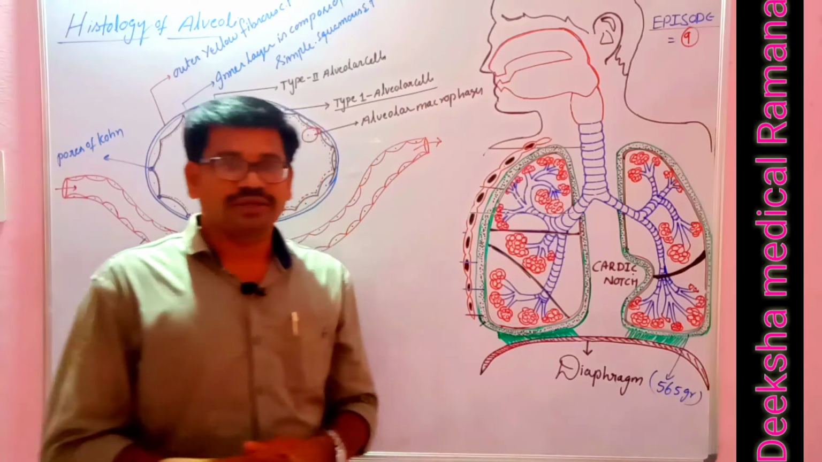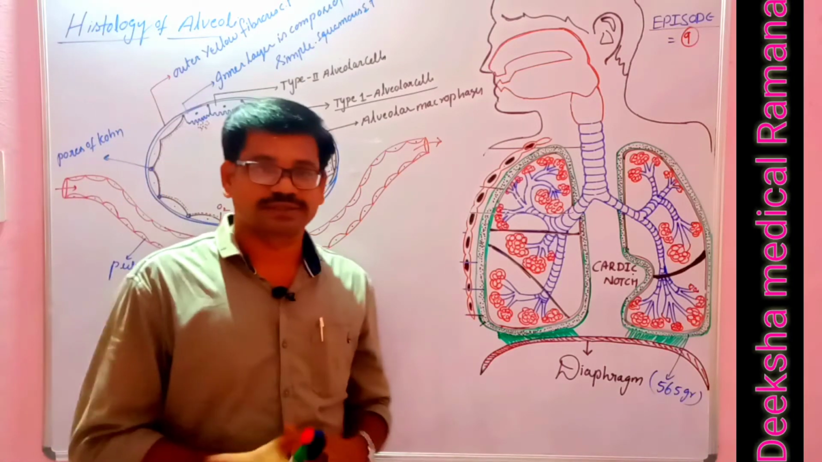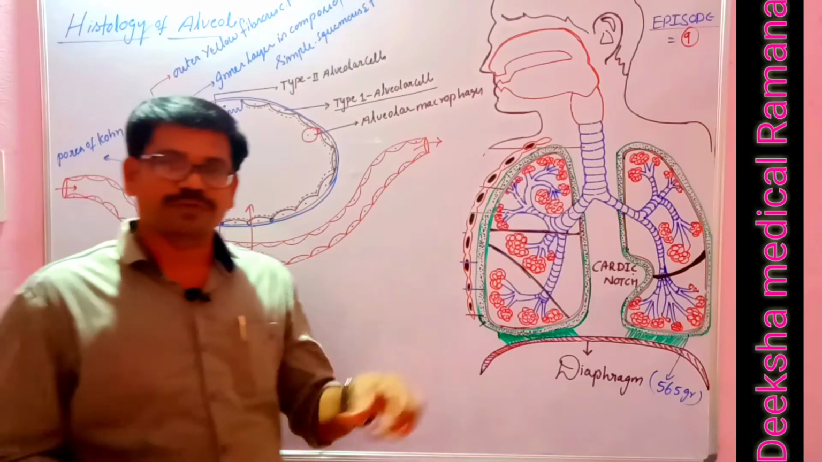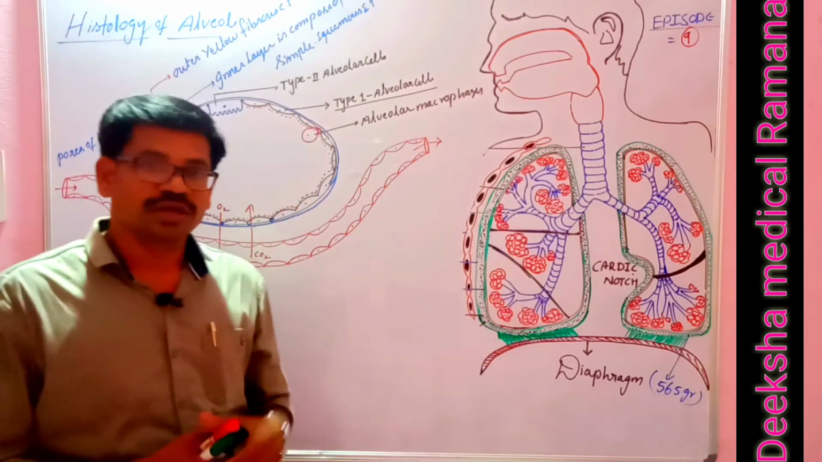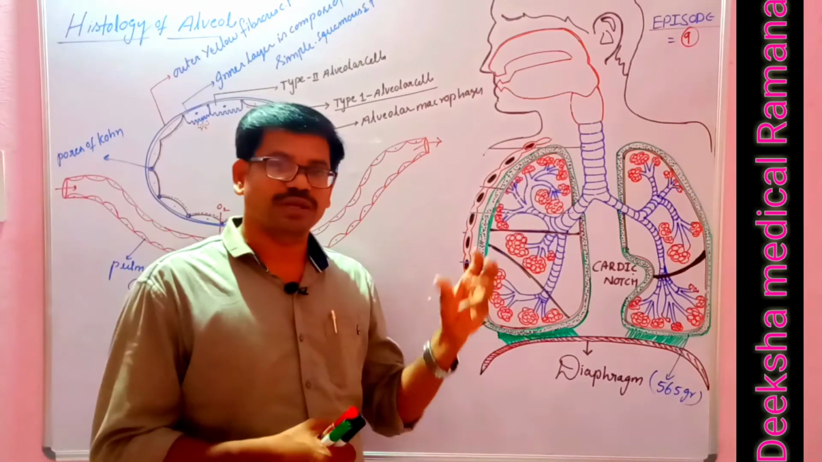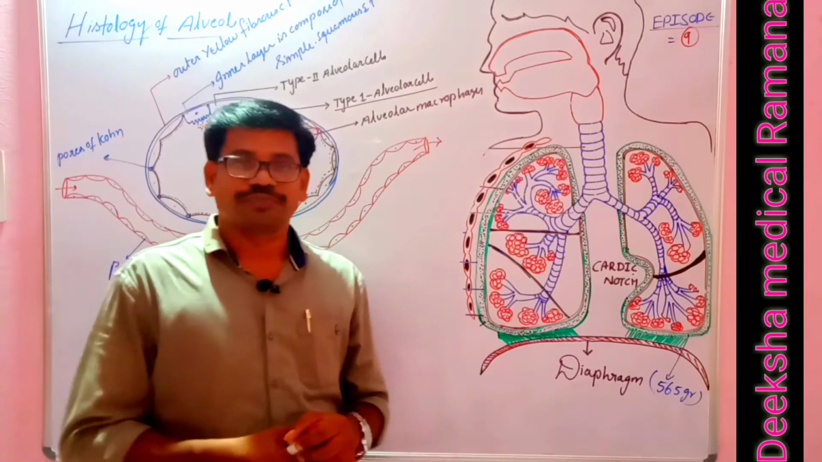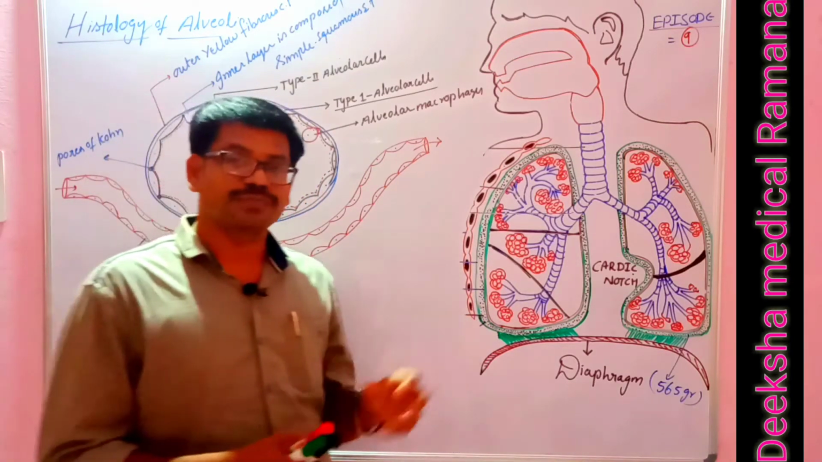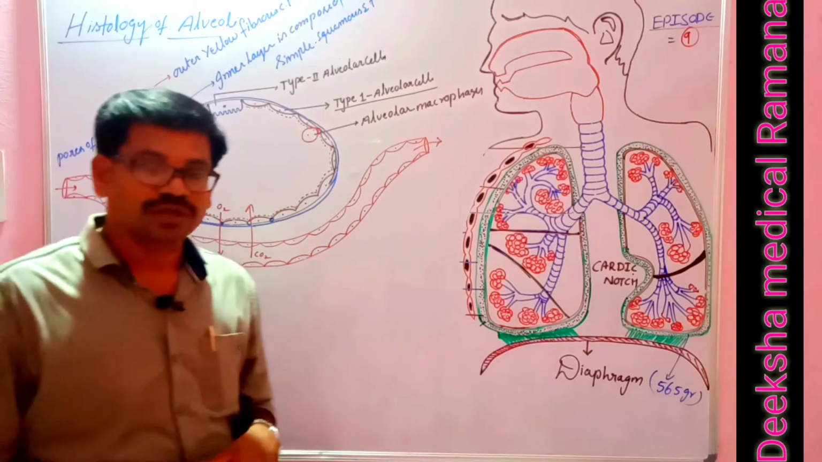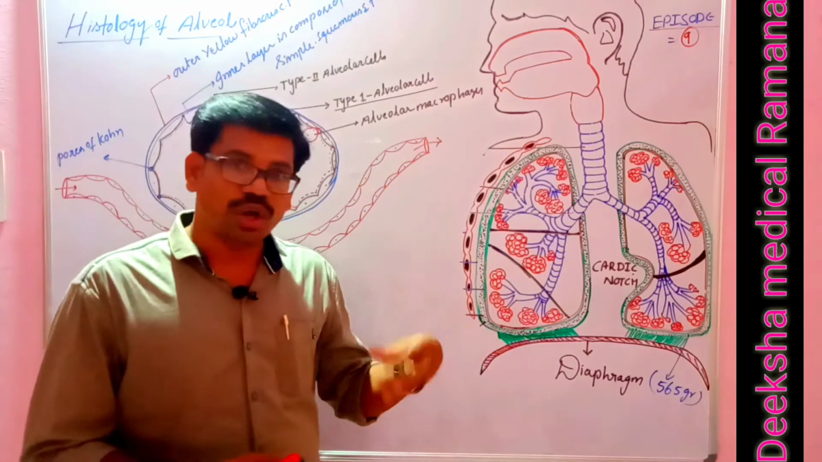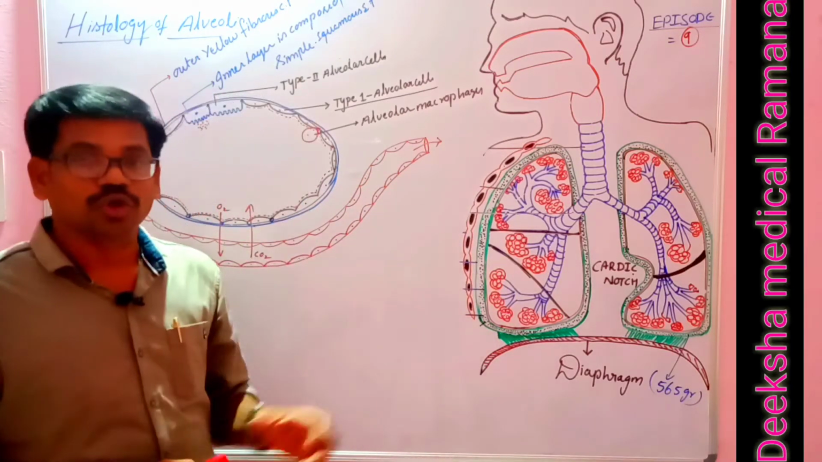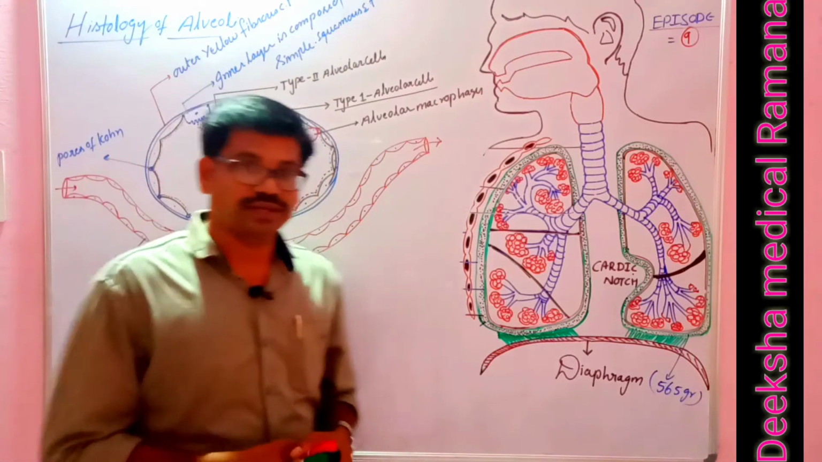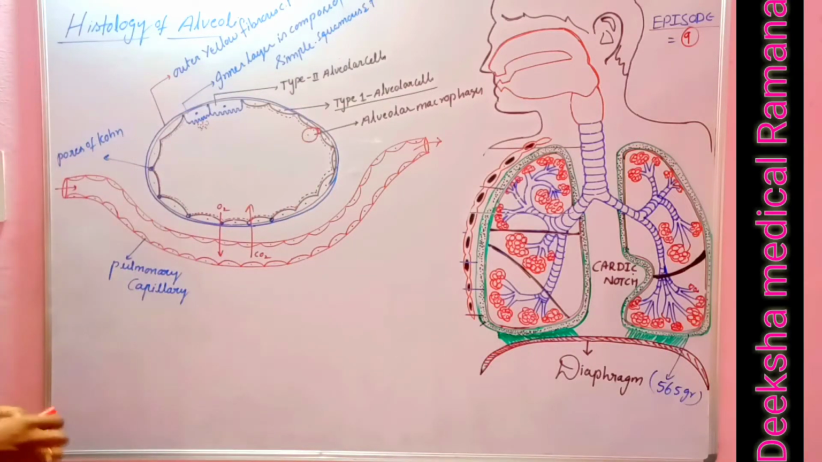These alveoli are present in the alveolar sacs. Alveolar sac is formed from the alveolar duct. Alveolar duct is formed from the respiratory bronchiole. Respiratory bronchiole is formed from the terminal bronchiole. Like that, all these terminal bronchioles are present in the lobules of the lungs. Right? Let me explain about this. What is the lobule?